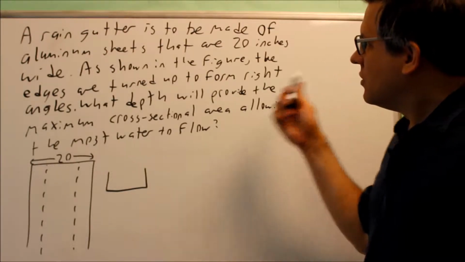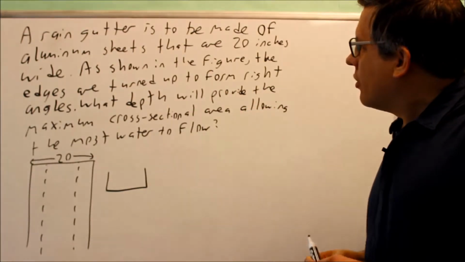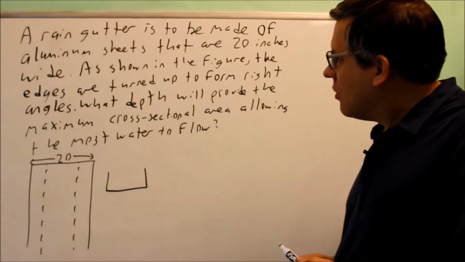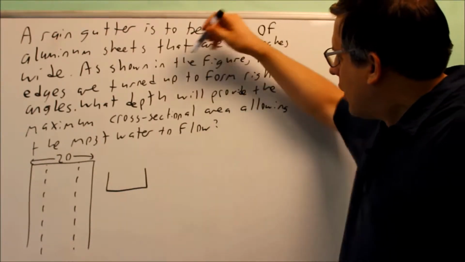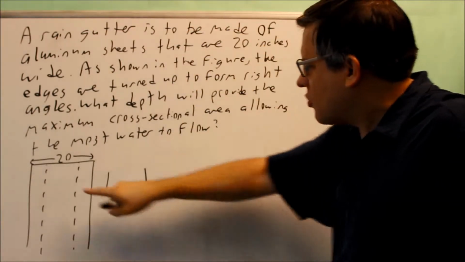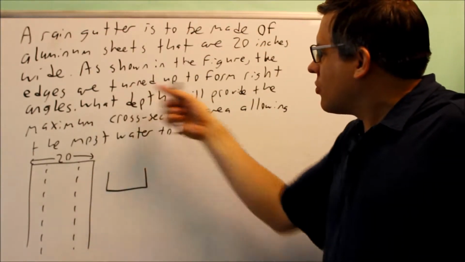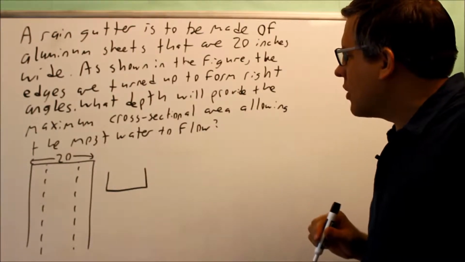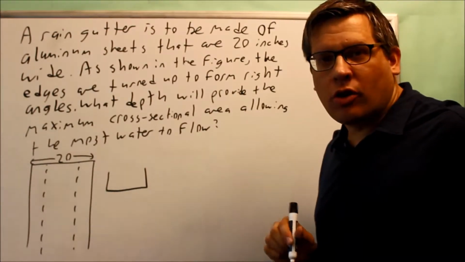Okay, the next problem. A rain gutter is to be made of aluminum sheets that are 20 inches wide, as shown in the figure. Okay, so this figure below is this one right here. The edges are turned up to form right angles. What depth will provide the maximum cross-sectional area, allowing the most water to flow?